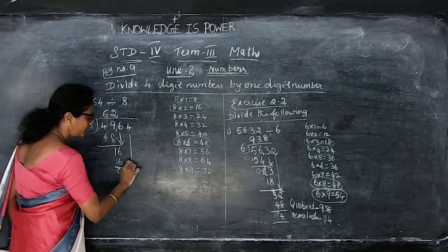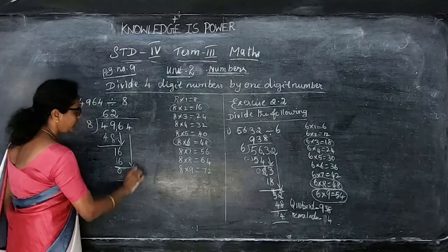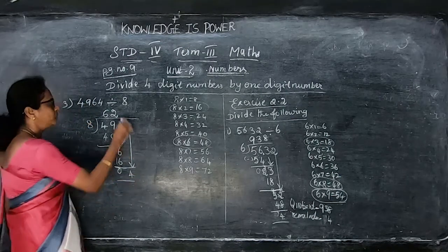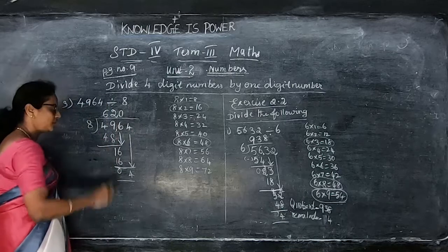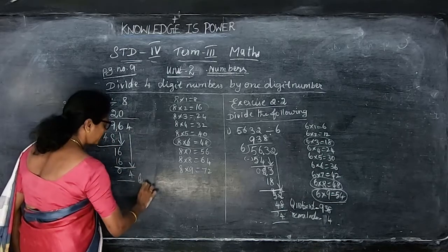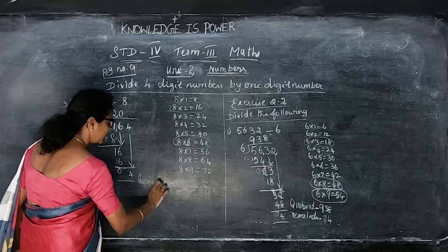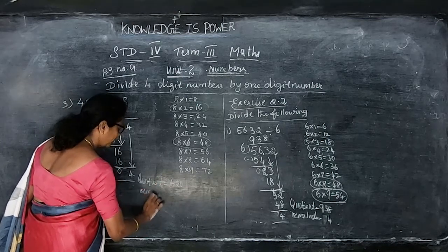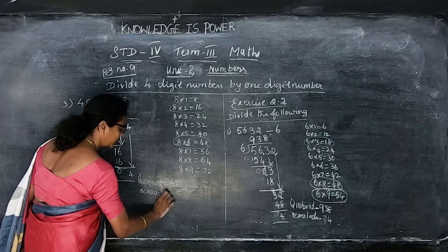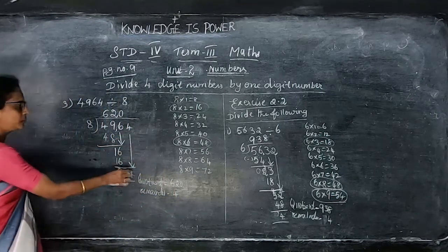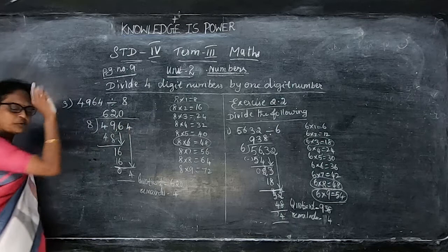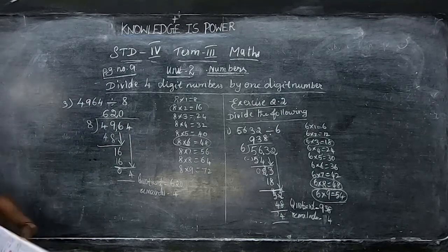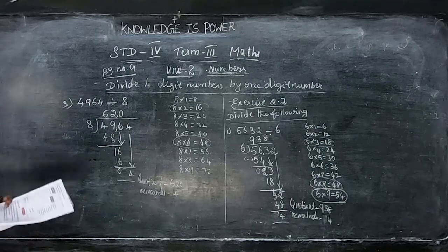Next you bring down the 4. Here 4 is a smaller number than 8, so it won't go, right? So here you put 0, and you write the quotient. Quotient is 620 and the remainder is 4. And the 4, bring it down. Can you understand? Because 4 won't go. If that number doesn't go, you have to add a 0 on top. So you will get 620 and the remainder is 4.